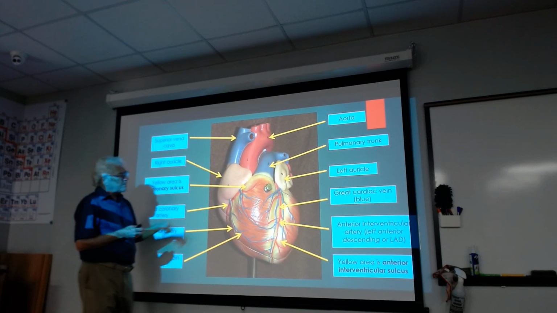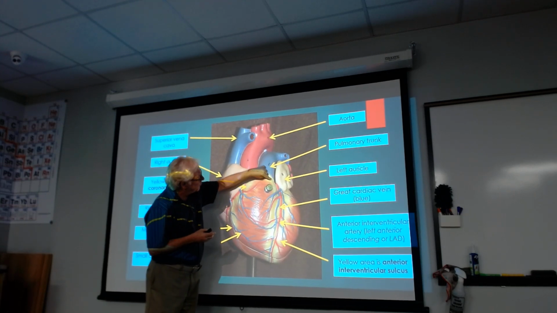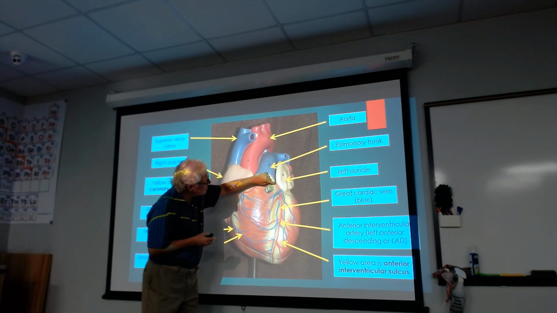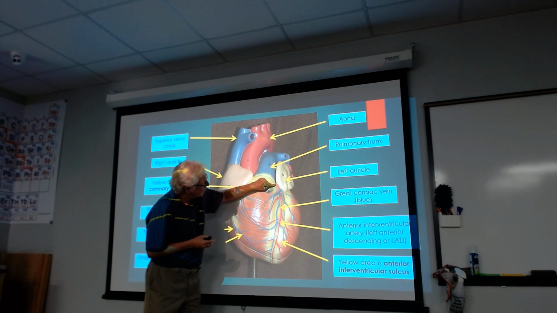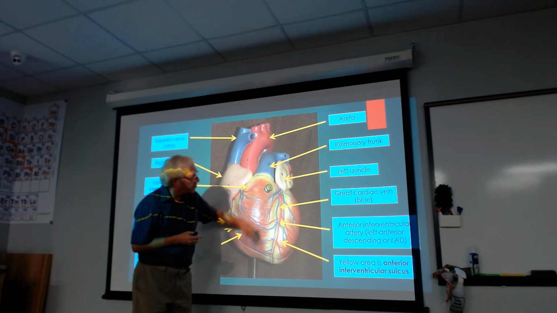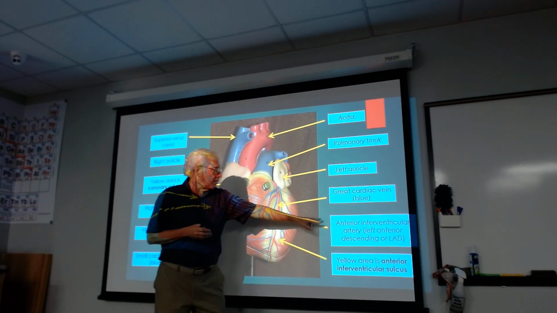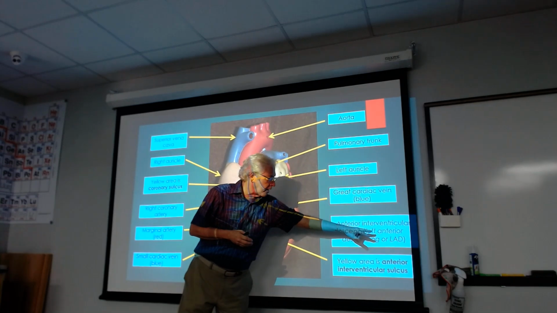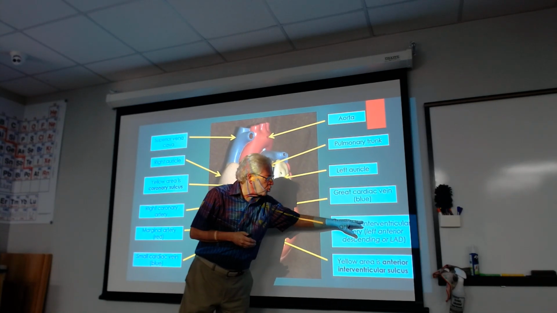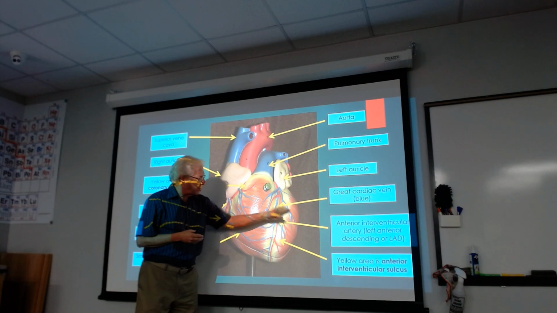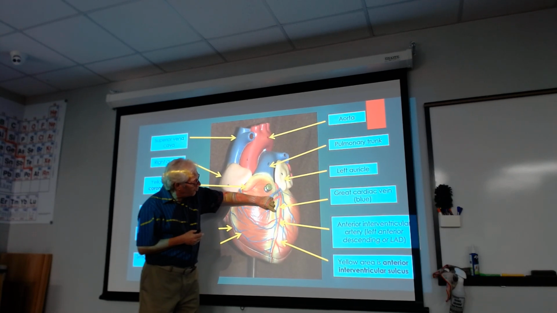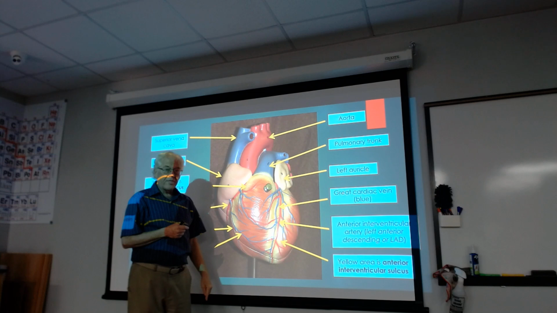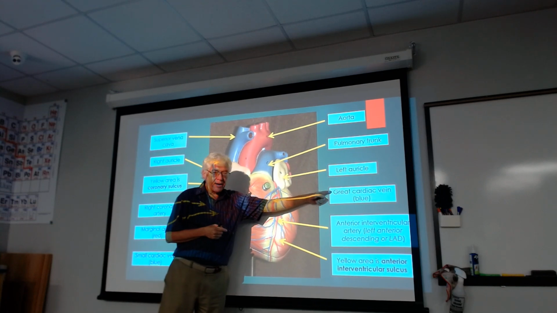The left coronary artery comes out here, but it immediately splits into two, one going this way and one going down. This one going down is called the left anterior descending, LAD, or the anterior interventricular, between the two ventricles. And the big blue blood vessel that works with it is the great cardiac vein.